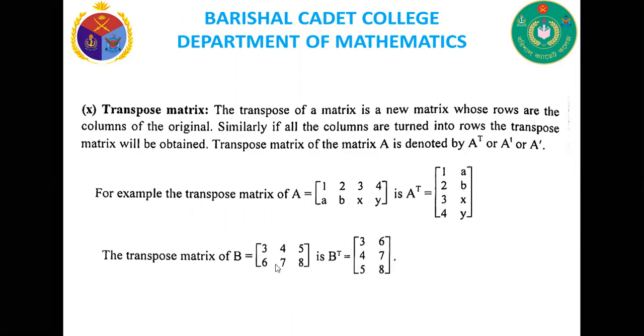Now, transpose matrix of B. Similarly, you can see that 3, 4, 5, these are the rows in matrix B, but in the transpose matrix here is 3, 4, 5. This is in column. 6, 7, 8, these are in rows. By the similar way, 6, 7, 8, these are in columns. If a matrix is of order m by n, then the transpose matrix will be of order n by m. This one is very much important. Sometimes it has been set for the MCQ question.